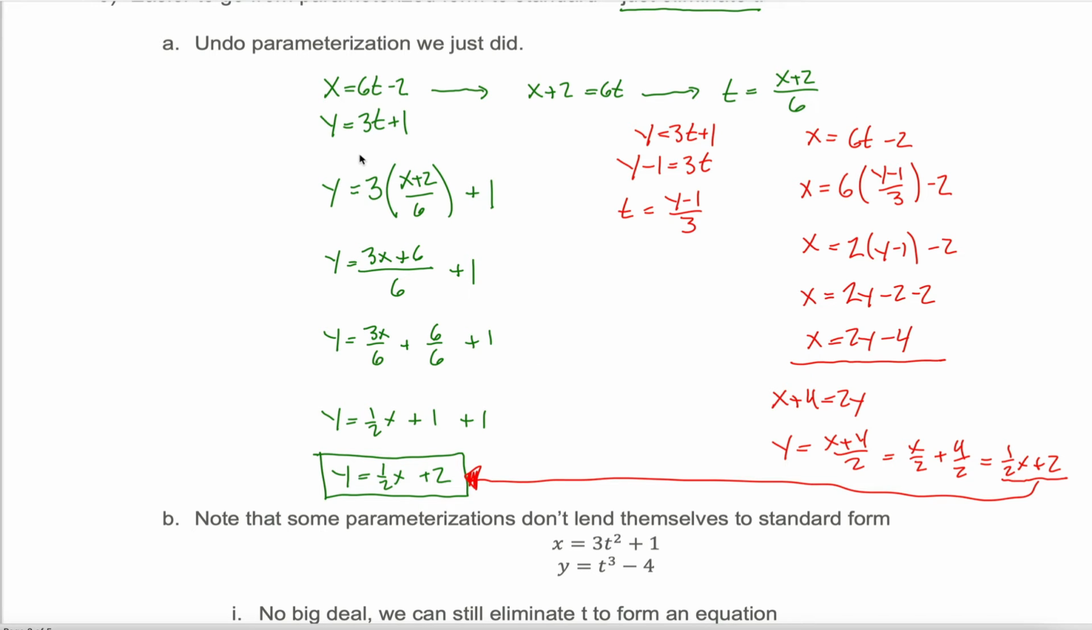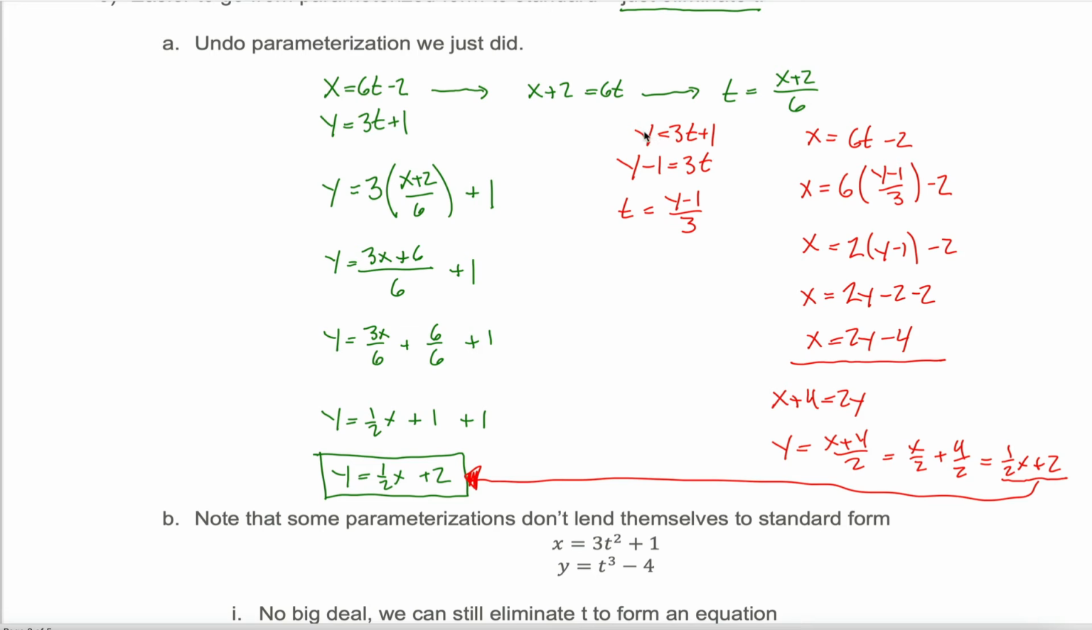In this case here, I wanted to end up with the standard form. The standard form has the y solved for. So if I want to end up with the y solved for, it makes more sense to solve the x equation for my parameter t. Because if I solve my x equation for the parameter t, that leaves the y equation as the one I'm going to plug in the parameter for, which will leave me with y already solved for.